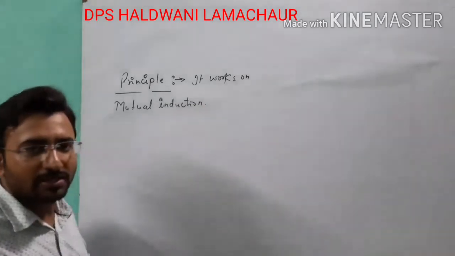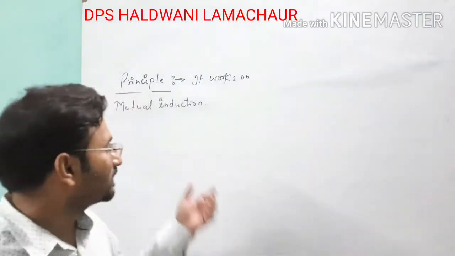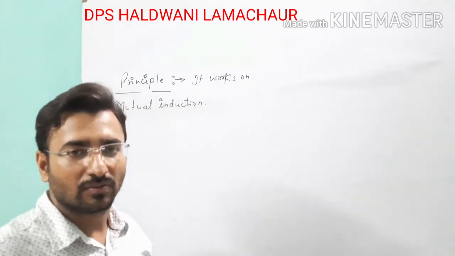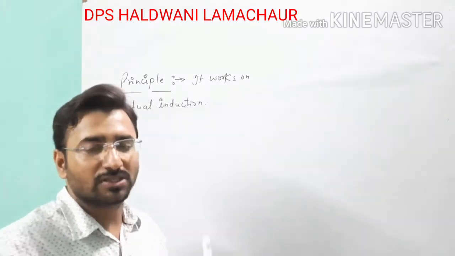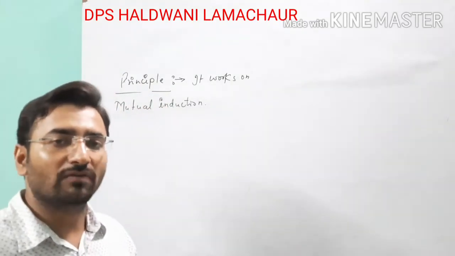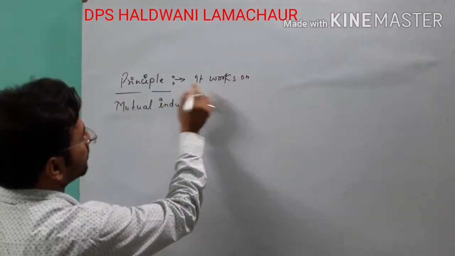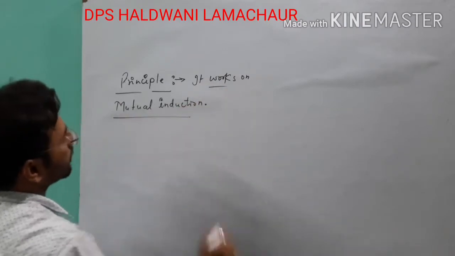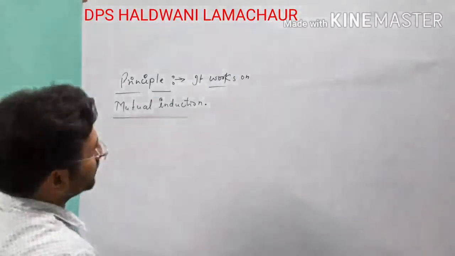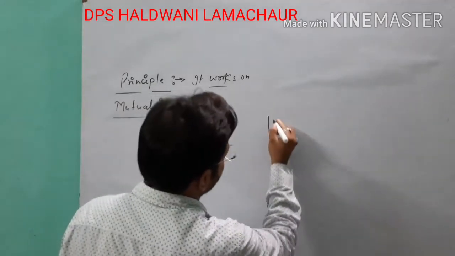Mutual induction: when we place two coils such that whenever we change the magnetic flux linked with one coil, then the other coil, which is under the influence of the first, meaning it is placed in the magnetic field of the first, the magnetic flux linked with that coil will also change. Point clear? So this is the principle of transformer.